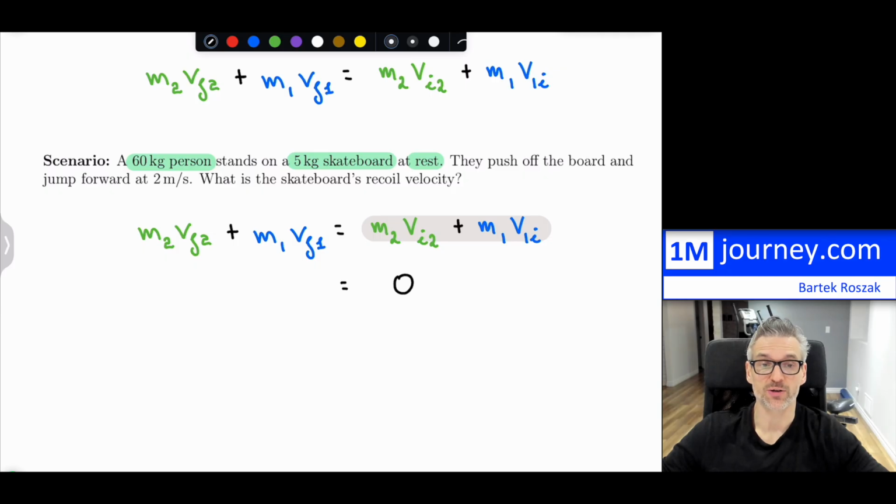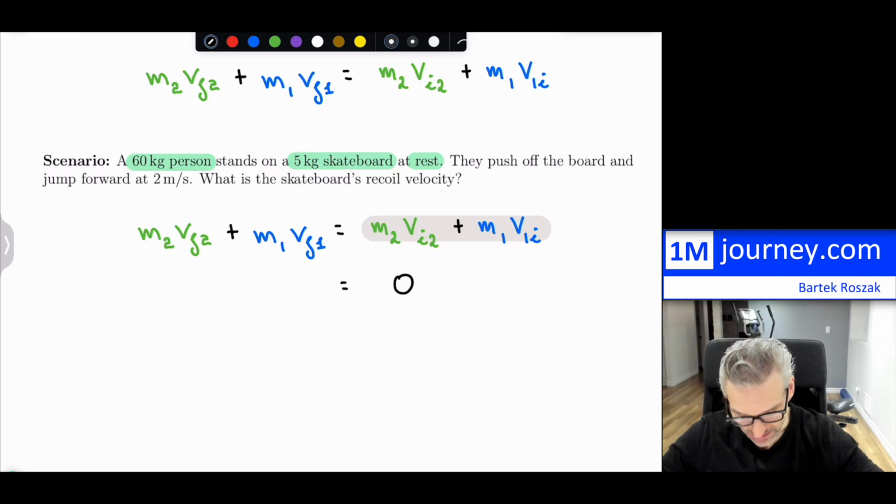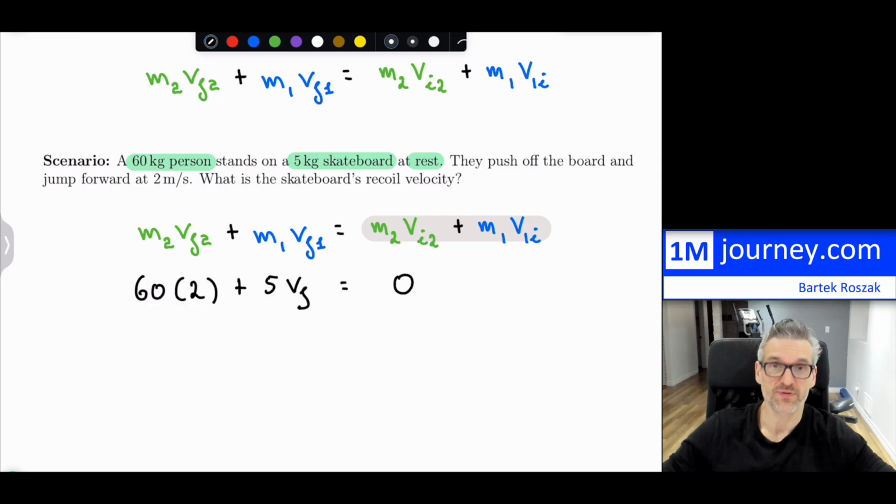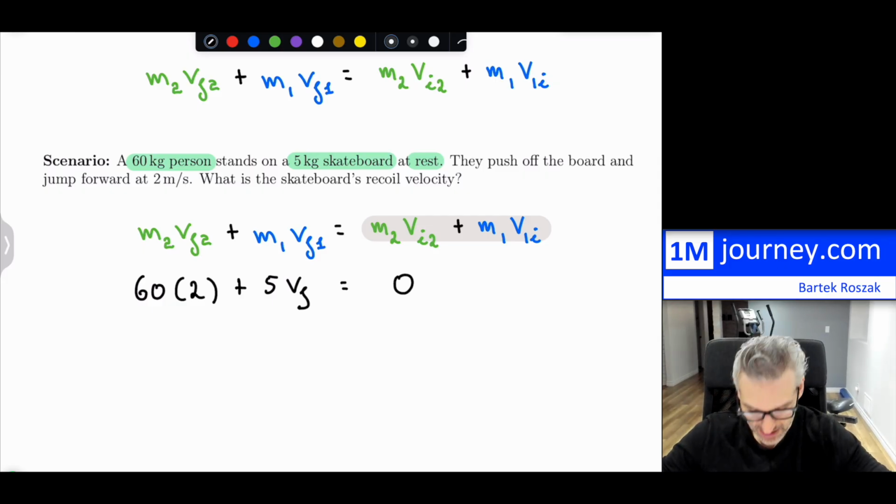And now notice that the person, as they jump off, has a speed of 2 meters per second, and we want to know the skateboard's recoil. It doesn't really matter which one you name as M1 or mass 1 and which one is M2. That's completely up to you. But if you substitute this back in, we know this is 2 meters per second, plus this is going to be 5, and then your final speed. And this final speed is going to be the final speed of the skateboard.